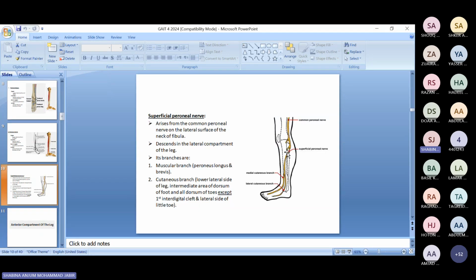The superficial branch is going to supply the lateral compartment, and it will also give cutaneous branches for the lateral side of the leg and for the dorsum of the foot, and all the dorsum of the foot and toes except the first interdigital cleft. These will all be supplied by the superficial peroneal nerve. It means two muscular branches and a cutaneous branch.